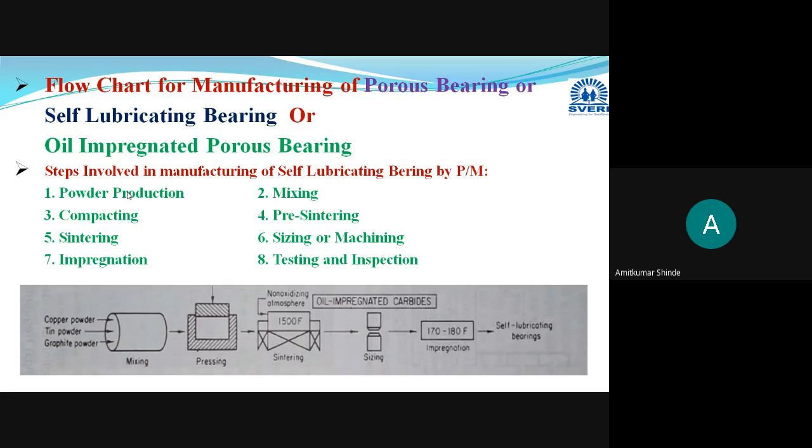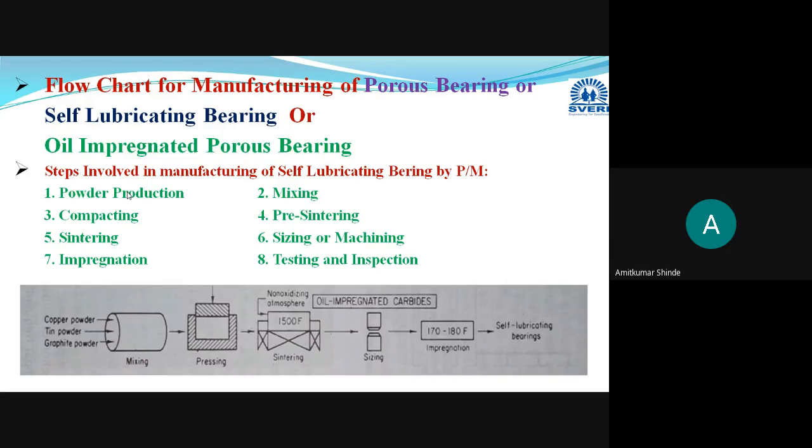Now these three powders we are going to use: copper powder, tin powder, and graphite powder. Approximately 89 to 90% copper powder, 9 to 10% tin powder, and a very small amount of graphite will be there. Okay, this will be your first stage.